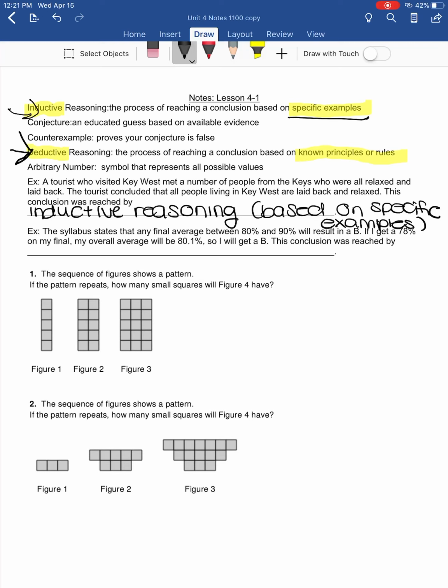Next example, the syllabus states that any final average between 80 and 90 will result in a B. So if you get a 78 on a final exam and my overall grade is going to be 80.1%, I will get a B. This conclusion was reached by. Here I don't have specific examples. It is a known rule. It is a known principle. It states on the syllabus that anything between 80 and 90 is going to be a B. So because it's a known rule, a known principle, it is going to be deductive reasoning.